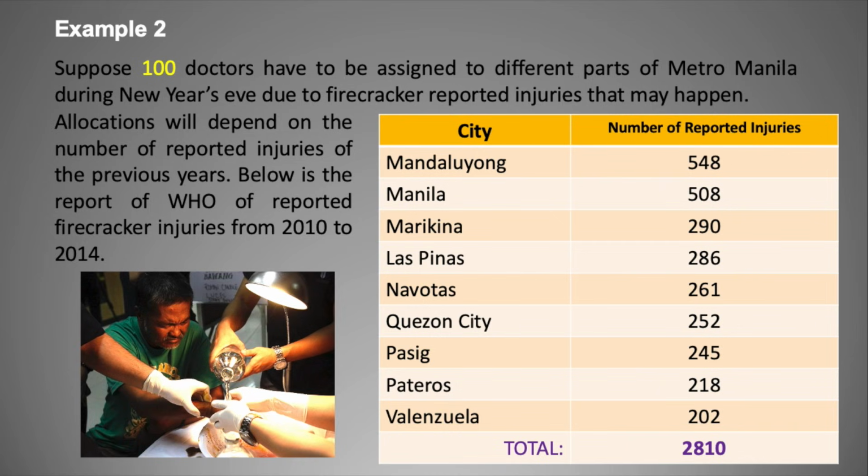Using another example wherein suppose we are asked to assign 100 doctors to different parts of Metro Manila during New Year's Eve due to firecracker-related injuries that may happen. Allocations will depend on the number of reported injuries of the previous years, in which in the table on the right we can see the report of the World Health Organization of the reported firecracker injuries from 2010 to 2014.